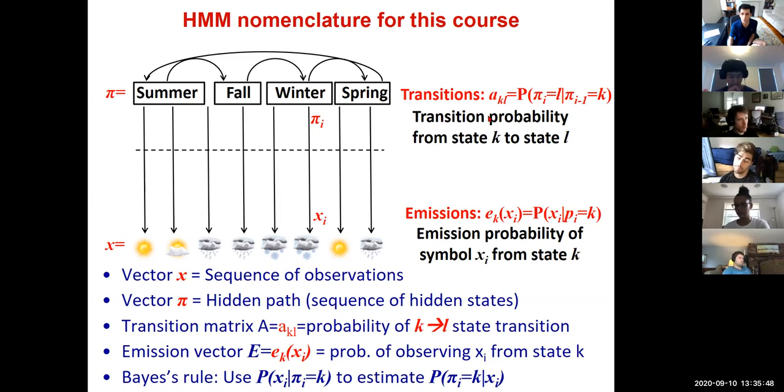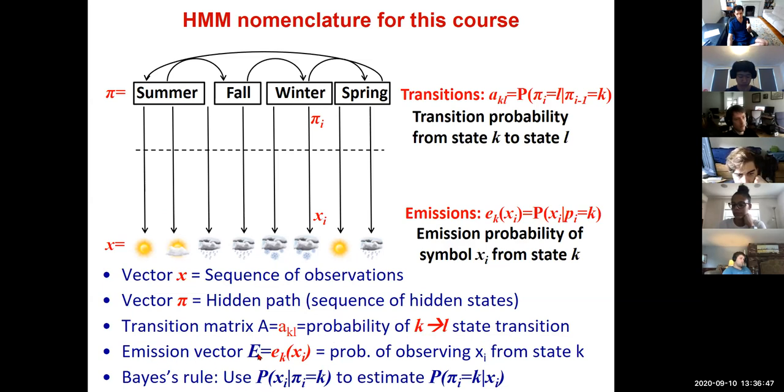Okay? On the transition probability side, we're going to be talking about the transition probability from state k to state l. And these transitions always happen from one time point to the next time point. So we're going to be talking about the transition probability of our path going from position i minus one to position i, from state k to state l. Okay? So the transition matrix A, akl, is the probability of going from state k at position i minus one to state l at position i, making that state transition. And that probability is the same regardless of what the i is. At the beginning, my transition probability from summer to fall is exactly the same as at the end. I have exactly the same probability of transitioning from one state to the next state. So that's the transition vector.